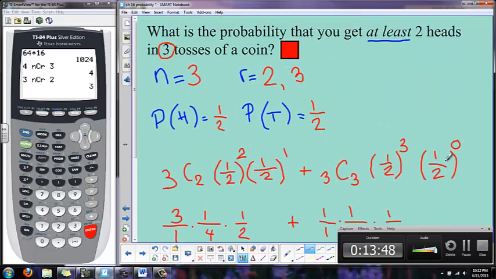Alright, so it's pretty much the exact same thing that we were doing before, except for the at least part right here, which changed it and made it so that we had multiple values of R. And I'm going to stop and then we can do more problems together.